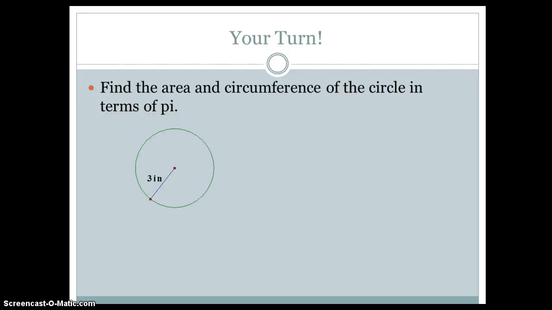So, find the area and circumference of the circle in terms of pi. Hopefully you found the circumference was 6 pi, or 2 times 3, which is 6. The area is pi r squared, so 3 squared is 9, so 9 pi.